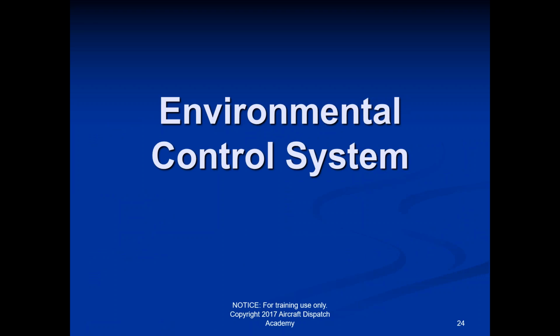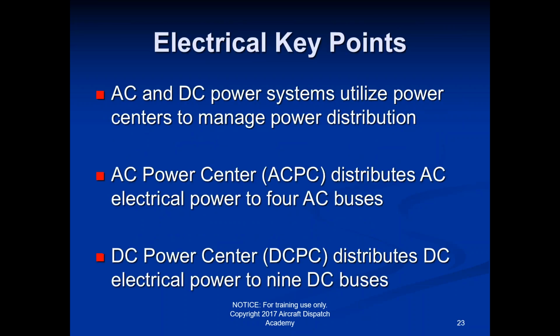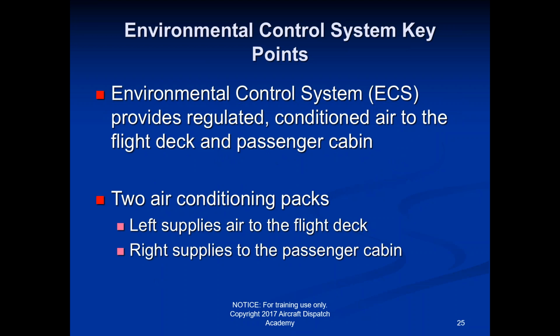The environmental control system, referred to as the ECS, provides regulated, conditioned air to the flight deck and the passenger cabin. There are two air conditioning packs on the airplane. The left one supplies air to the flight deck, and the right one supplies air to the passenger cabin. Seems a little skewed, doesn't it?